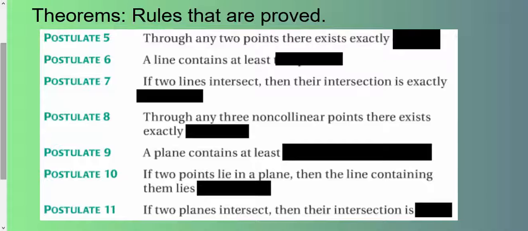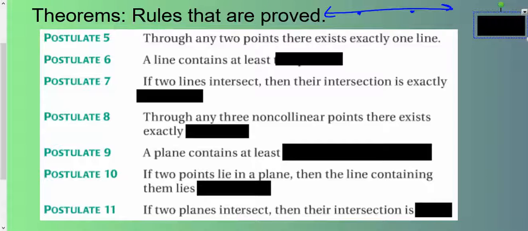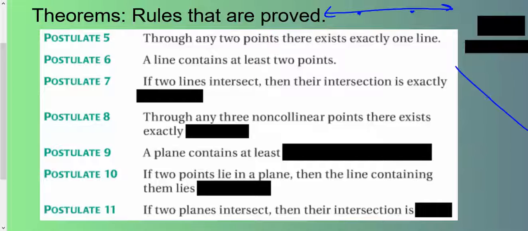For example, through any 2 points, there exists exactly one line that goes through those 2 points. A line contains at least 2 points. If 2 lines intersect, then their intersection is exactly 1 point. So here's 2 lines, and they intersect in 1 point.